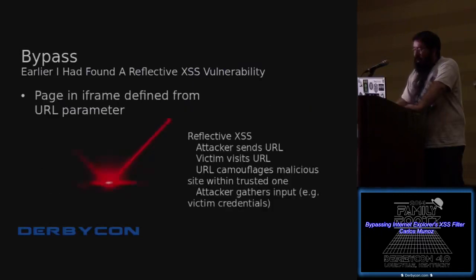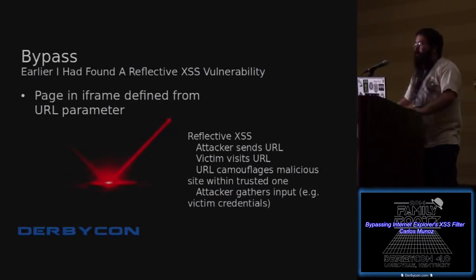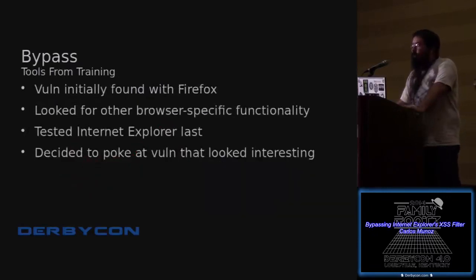However, the page that's in the iframe was defined by a parameter in the URL. So I could have my injection in the URL landing in the iframe definition, which would then pull in the vulnerable page with the reflection and pop my alert box. I'd initially found this in Firefox. Again, I was looking around for any sort of browser-specific functionality, and didn't find anything. I was working in Internet Explorer and decided that, hey, this thing looks a little interesting. I'll poke at it, just for fun.